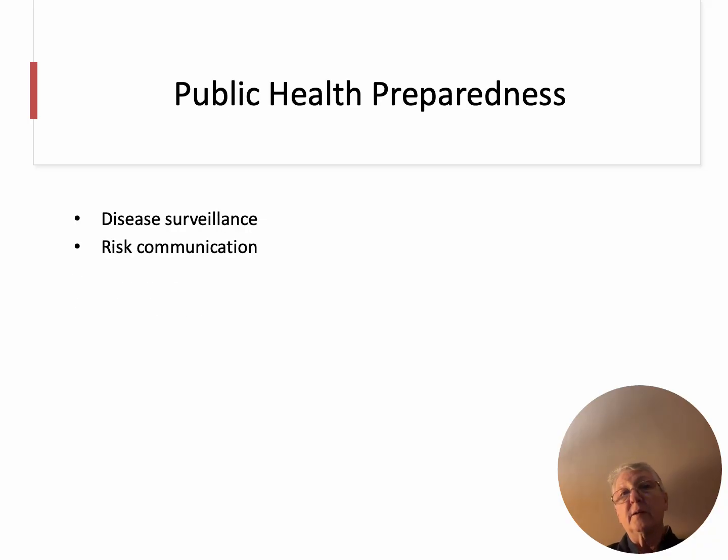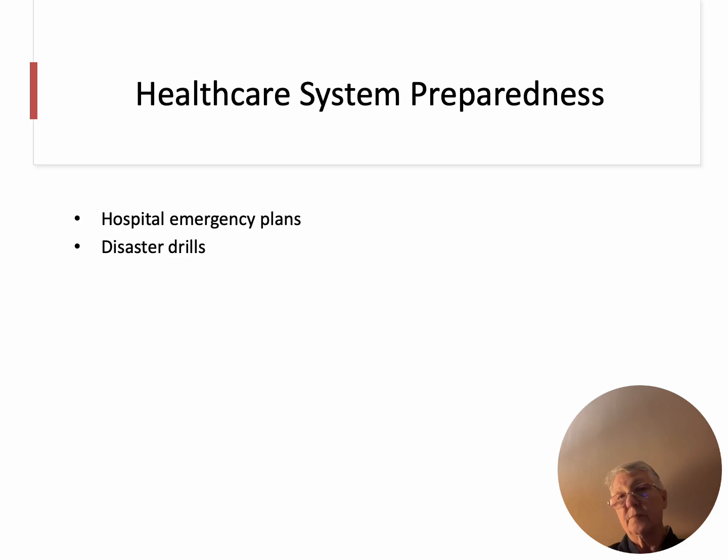Public health preparedness involves public health agencies that monitor disease outbreaks and environmental threats. They also provide health communication during disasters. Healthcare system preparedness largely involves hospital emergency plans and disaster drills. Hospitals prepare for disasters through planning and exercises. The drills simulate patient surges and infrastructure disruption.